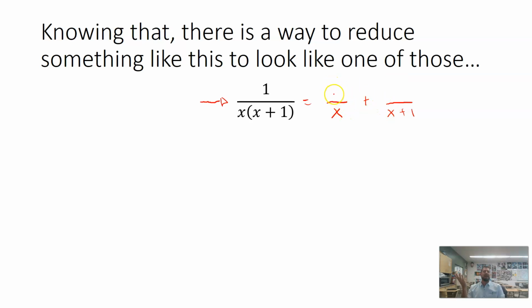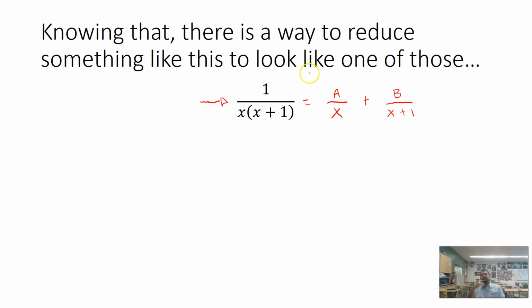In order to do that, what we do is we give each of these different numbers that I don't know right now a variable. Now, by and large, when you use the partial fractions method, the letters that we use every single time are A and B, okay?